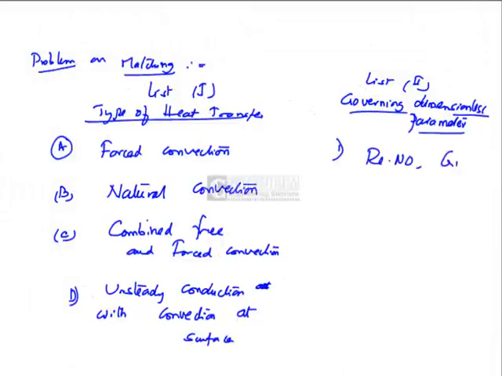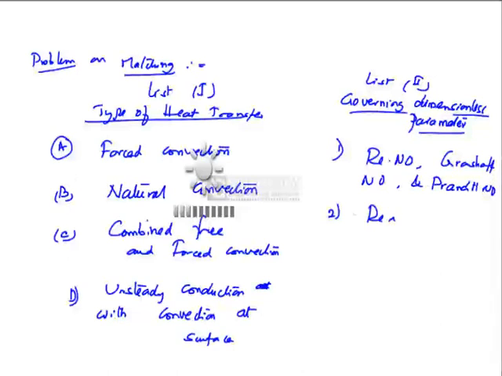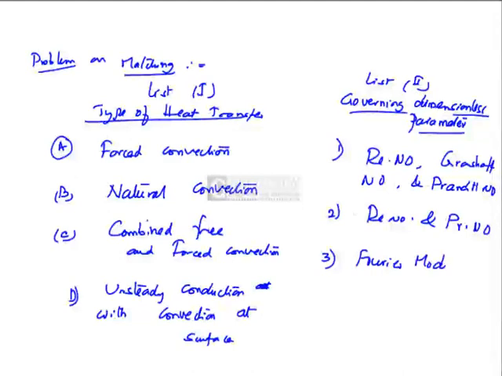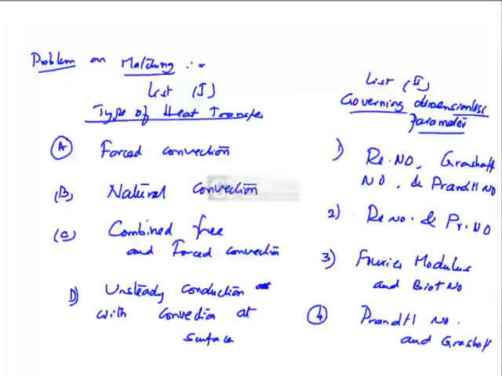Right side number 1, Reynolds number, Grashof number and Prandtl number. 2, Reynolds number and Prandtl number. 3, Fourier modulus and Biot number. 4, Prandtl number and Grashof number. Grashof number is denoted as Gr.